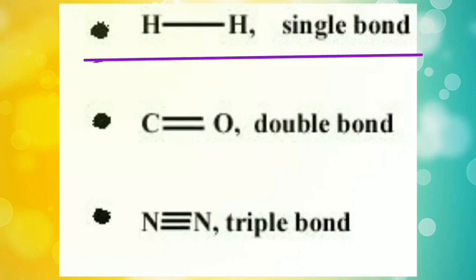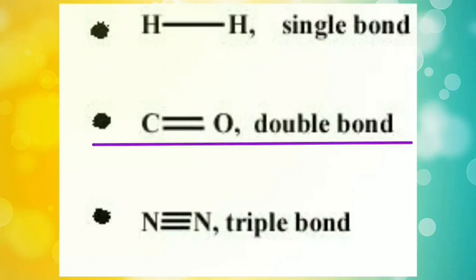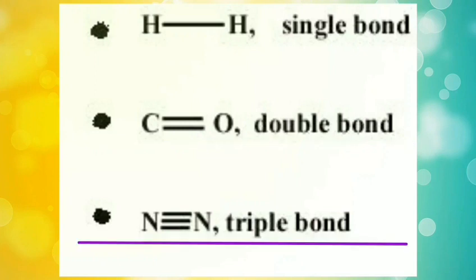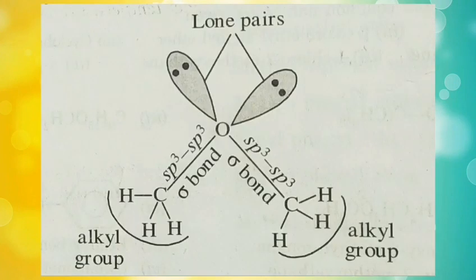In the first structure, there is a single bond, that is a sigma bond. In the second structure, the first bond is a sigma bond and the second is a pi bond. And in the third structure, there is a triple bond. It means the first bond is sigma and the rest of the two are pi bonds. So let's continue with the structure of ether.